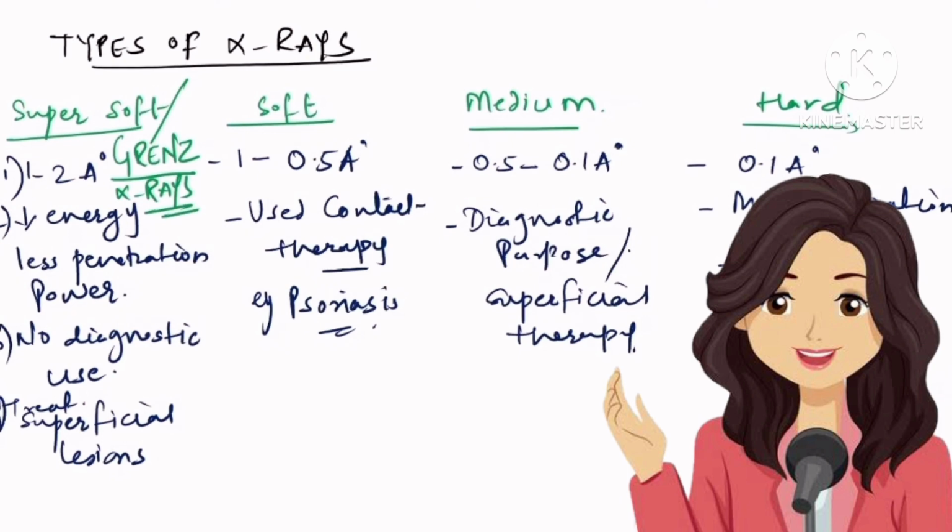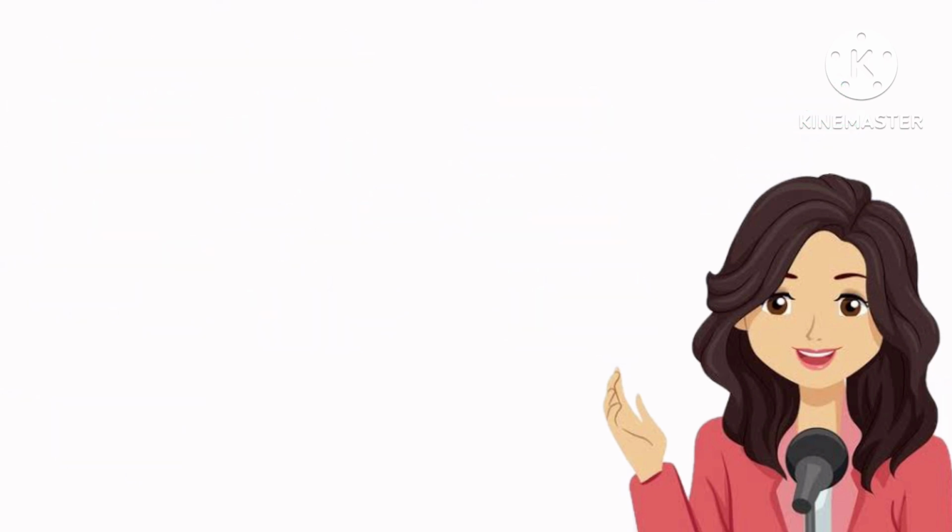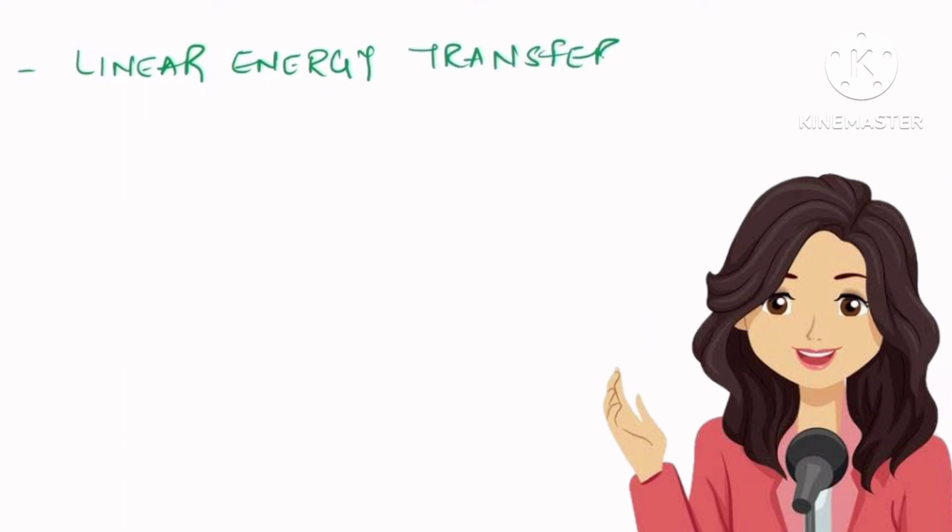All right. Then we'll move on to one important concept that you should know, which is linear energy transfer. What is linear energy transfer? I'll give you an example and simplify the concept. This is the rate of loss of energy from a particle as it moves through an irradiated material. Rate of loss of energy.